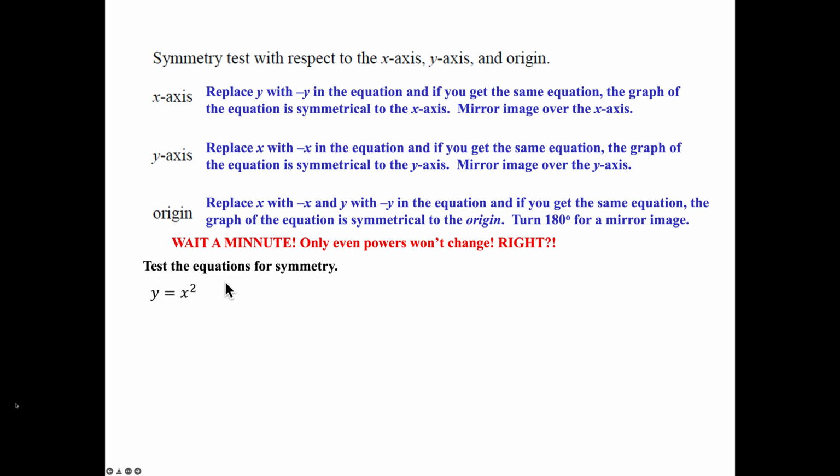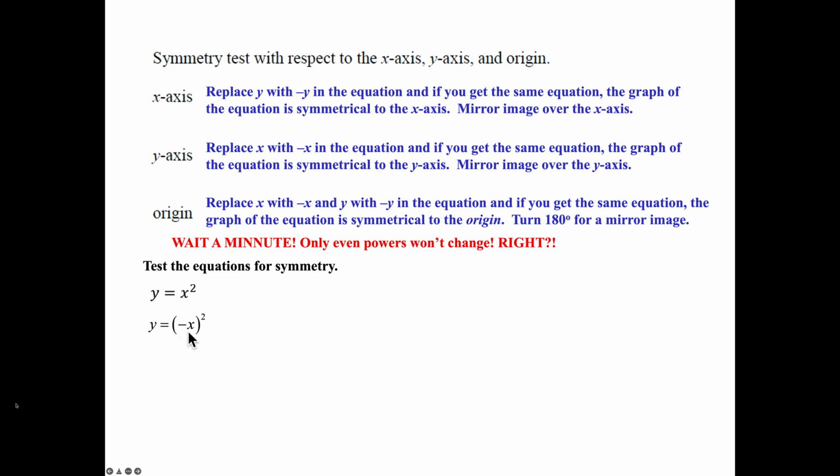Not the same. So when I test for x-axis and y-axis, I'm going to use some knowledge about my even powers. If I see an x being squared, then that's where I want to put my negative x. So I'm going to test for the y-axis symmetry.